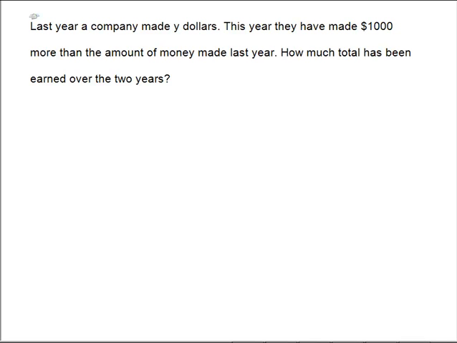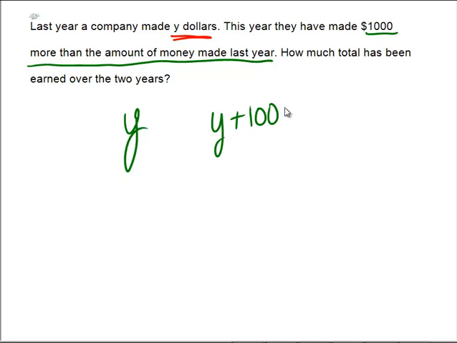So how much was made last year? Again, the problem directly says that that's Y. Be careful now, how much was made this year? This year is not $1,000, it's $1,000 more than the amount made last year. And the amount made last year was Y. So we're going to take the last year amount, which was Y, add 1,000 to that, and that's how much was made this year, Y plus 1,000.